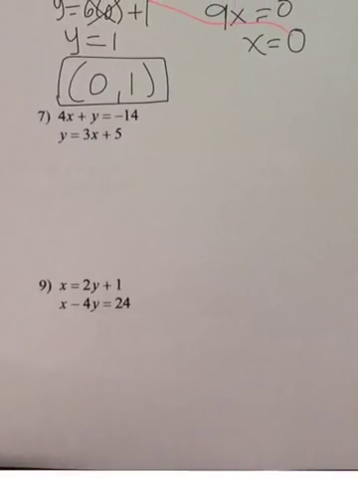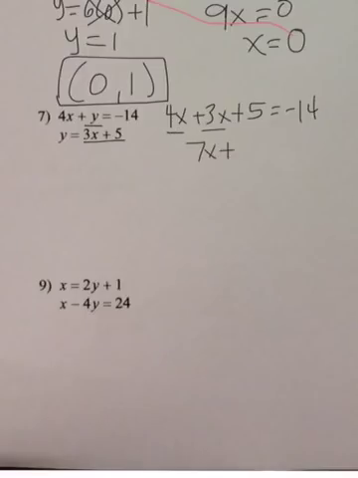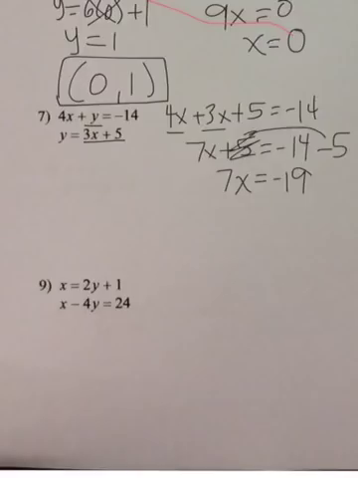So, this one is going to be, this goes here. 4x plus 3x plus 5 equals negative 14. I combine these two. That's 7x plus 5 equals negative 14. I move that. 7x equals negative 19. So then, I divide by 7, and here's the ugly fraction I was afraid of. x equals negative 19 over 7.